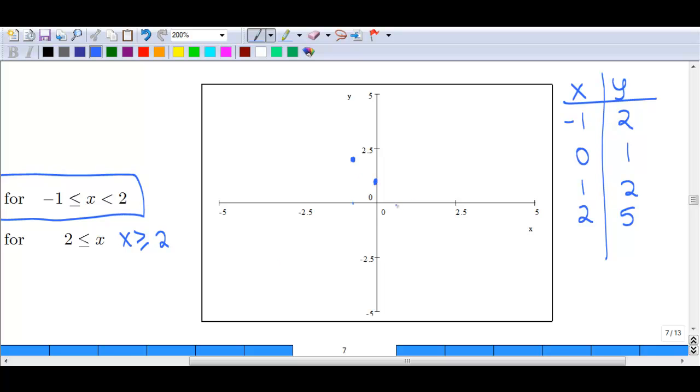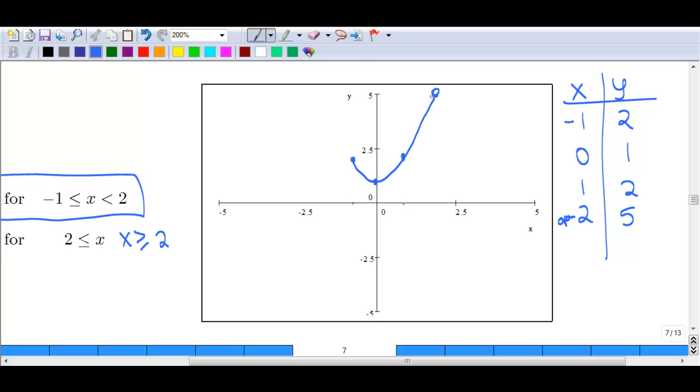At 1, we are at 2 again. And we have to make an open dot here. This is open because it's only less than. At 2, we are at 5. And again, we have that open dot. And so all we have here is this part of a parabola.